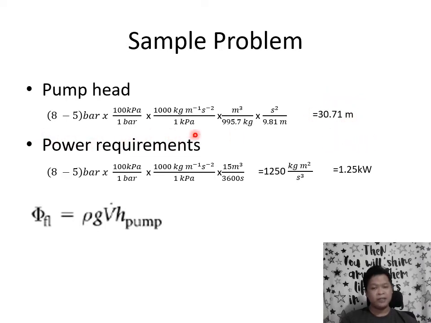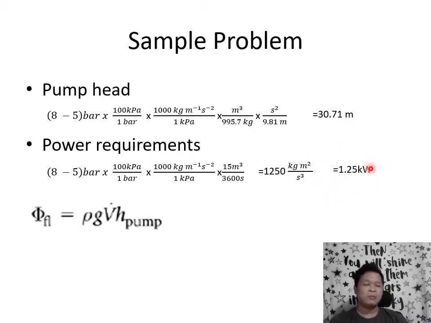For the power requirements, instead of using the pump head and multiplying it back again, let's just use the pressure, since pressure is equal to rho g h. So para pressure na lang multiplied by the volumetric flow rate. Okay, so that's 3 100,000 pascals multiplied by 15 cubic meters, and 1 hour is 3,600 seconds. You get a value of 1,250 kilogram meters squared per second cubed, which is actually equal to a watt. So therefore, we have 1.25 kilowatts.